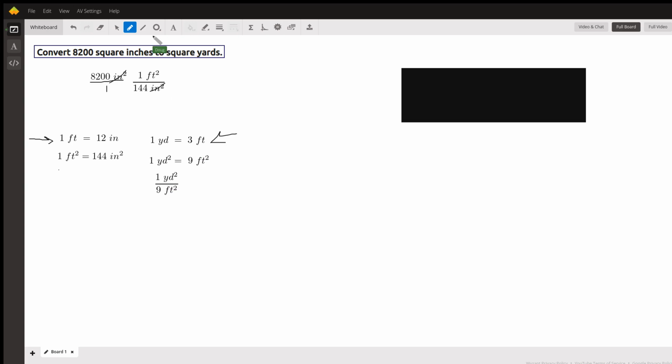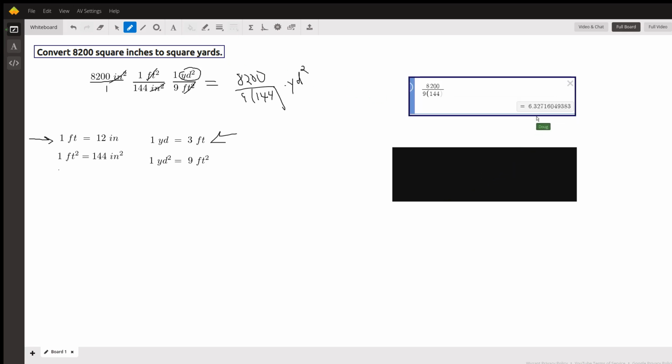If you picture moving this ratio up here, again, we're multiplying. The feet squared are in the denominator, so that feet squared cancels out, and the only dimension that remains is yards squared. So what we have to do is take 8,200, divide by 9, times 144, and that is the number of yards squared in 8,200 square inches.